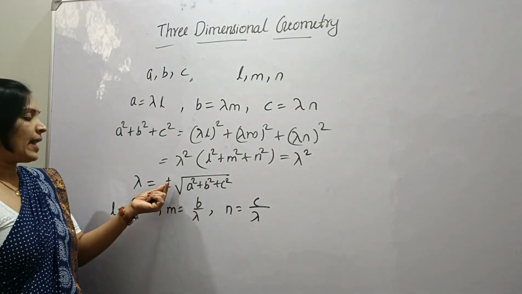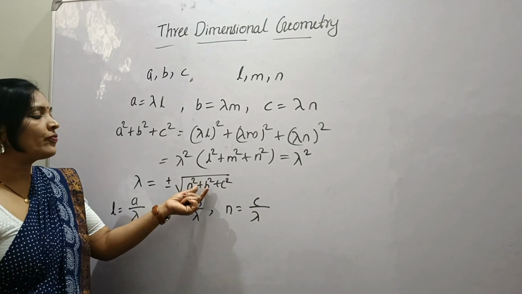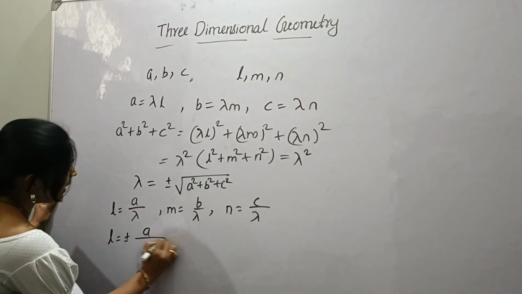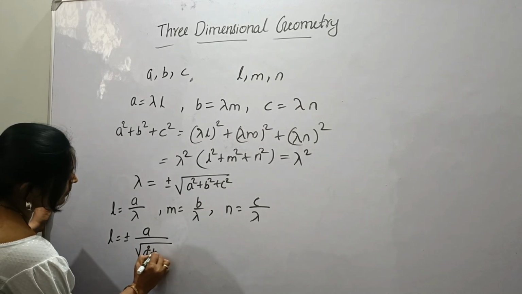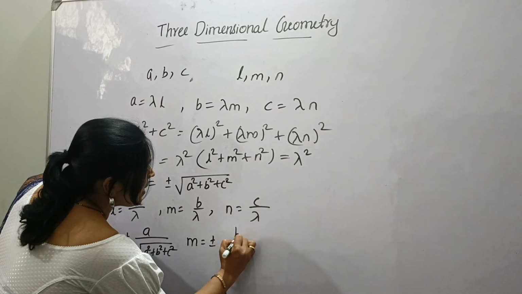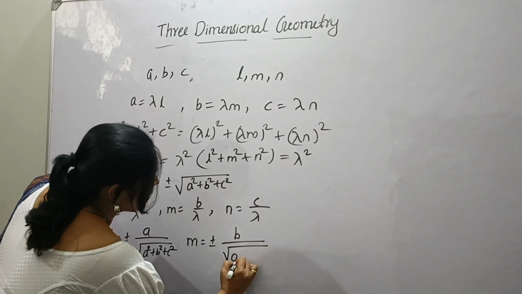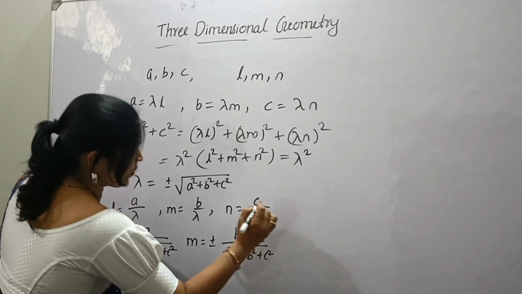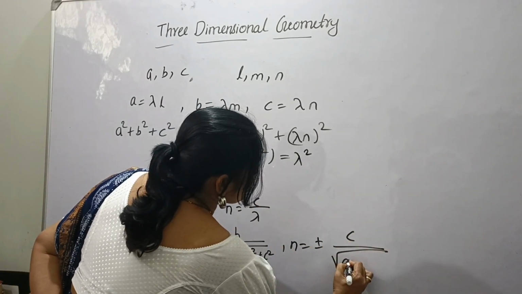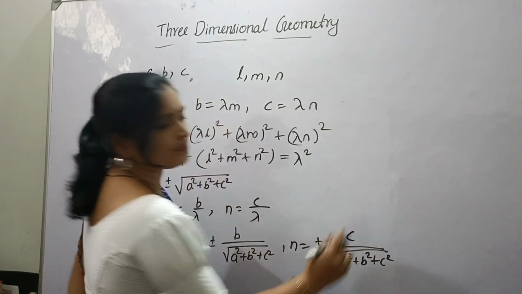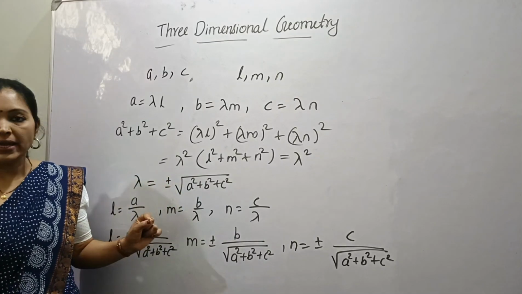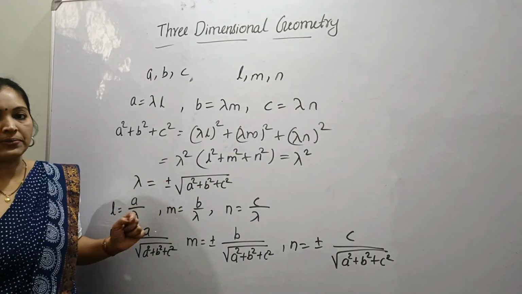How to find lambda? Lambda is nothing but plus or minus the square root of A square plus B square plus C square. Therefore, L is equal to plus or minus A divided by root of A square plus B square plus C square. M is equal to plus or minus B divided by square root of A square plus B square plus C square. And N is equal to plus or minus C divided by root of A square plus B square plus C square. So this is the method to find the direction cosines of a line when direction ratios are given.